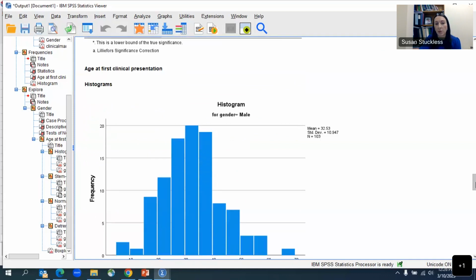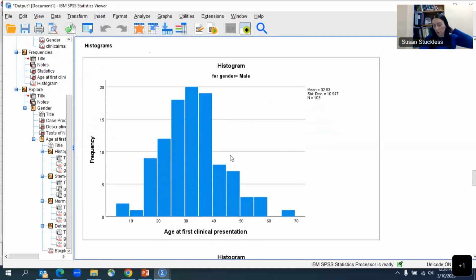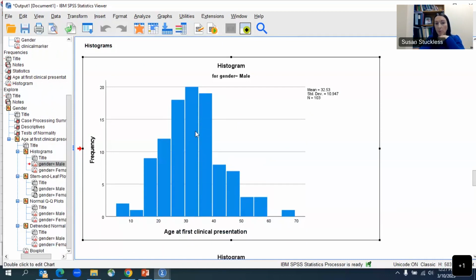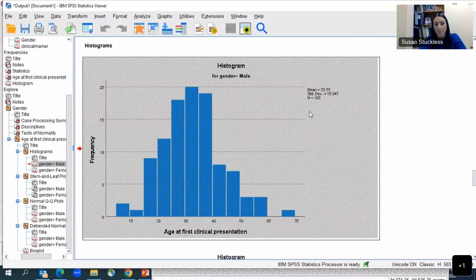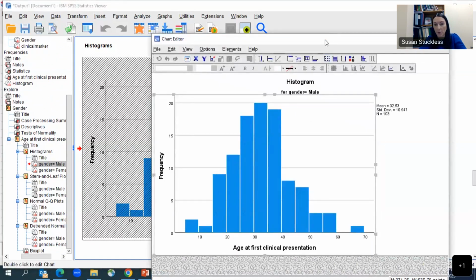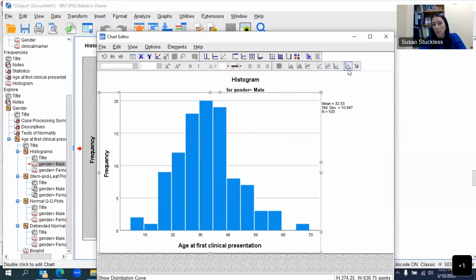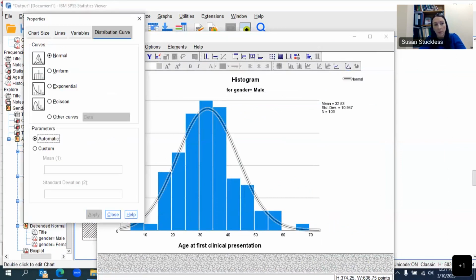So if we look at the histogram, and like I said, I don't know how familiar people are with this stuff, but this is where you want your shape to be kind of like a bell curve. So we can superimpose what a normal bell curve would look like by double clicking on your histogram. Sorry about that. And if you go over here, there's a little button that says show, and we want to keep it to see if it's a normal type curve.